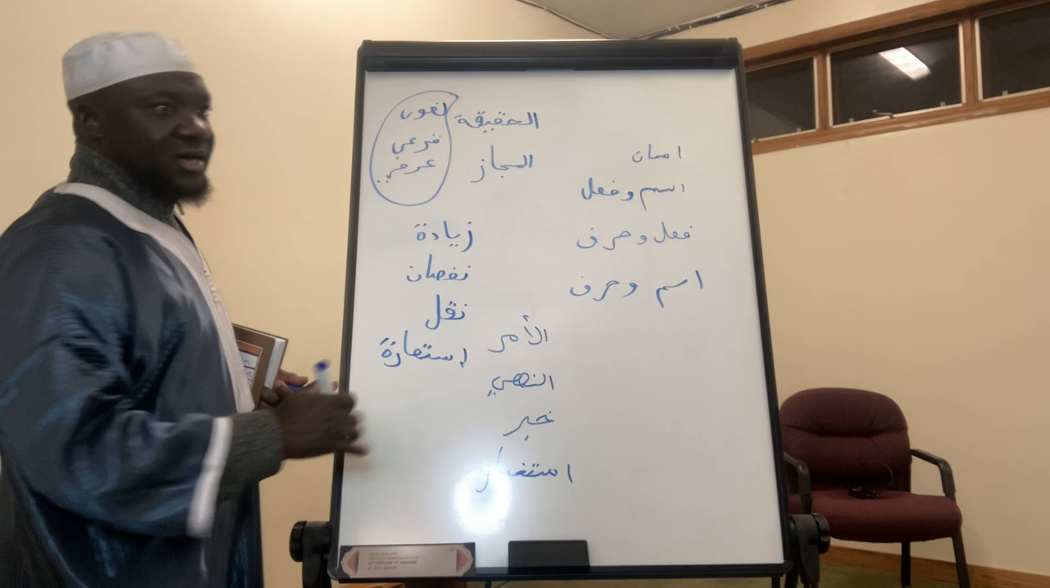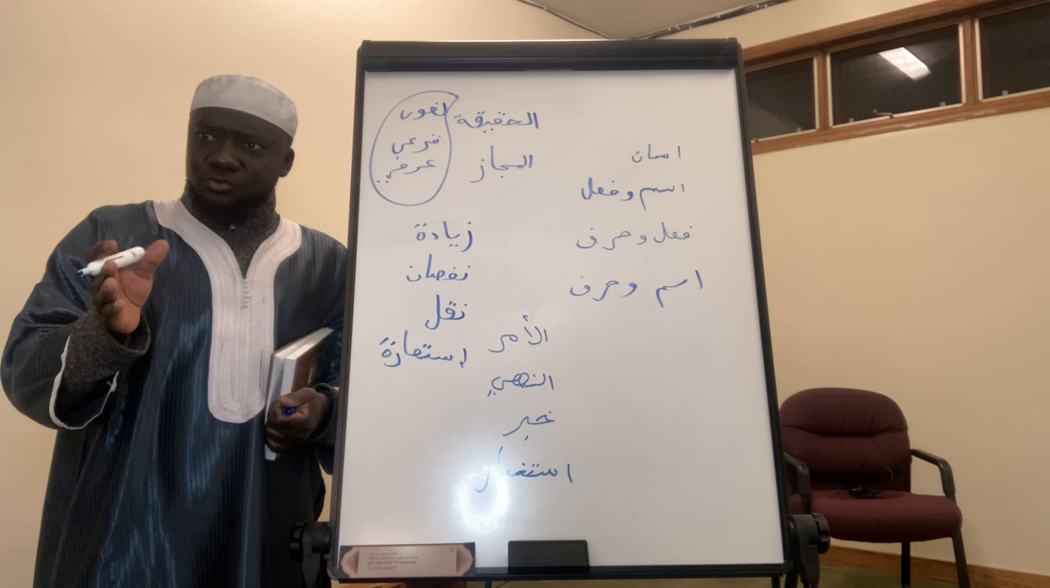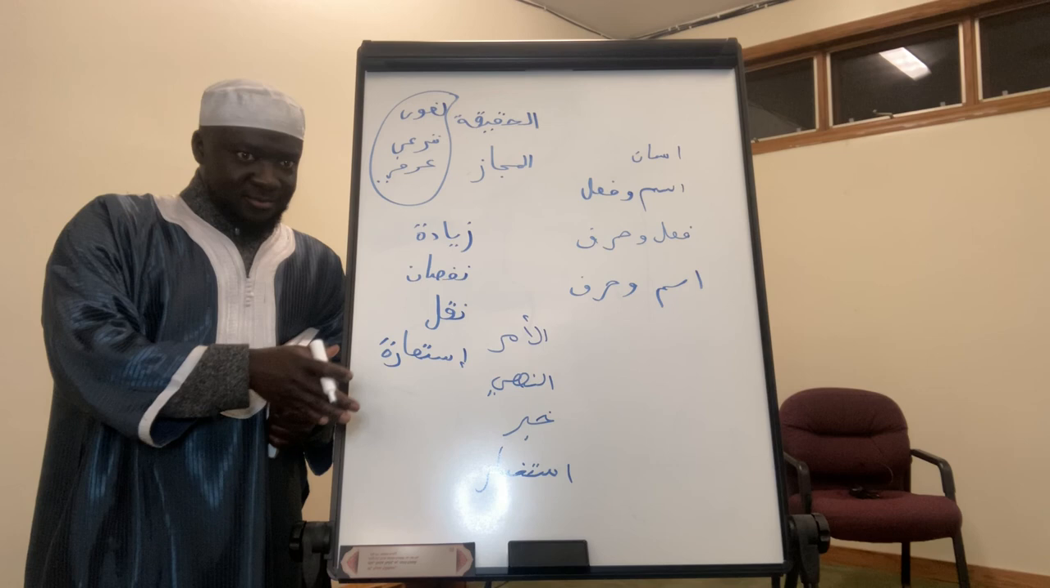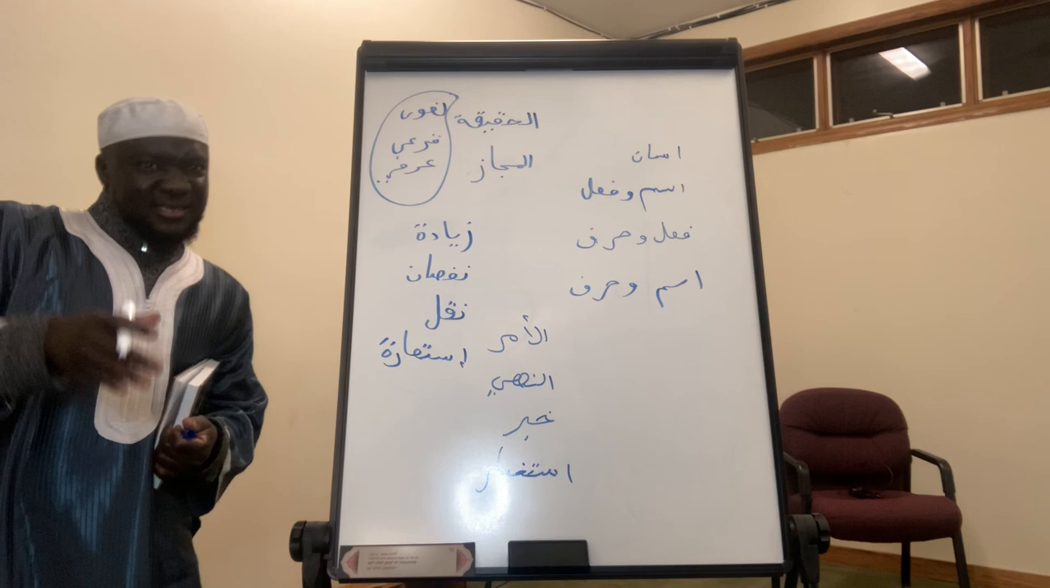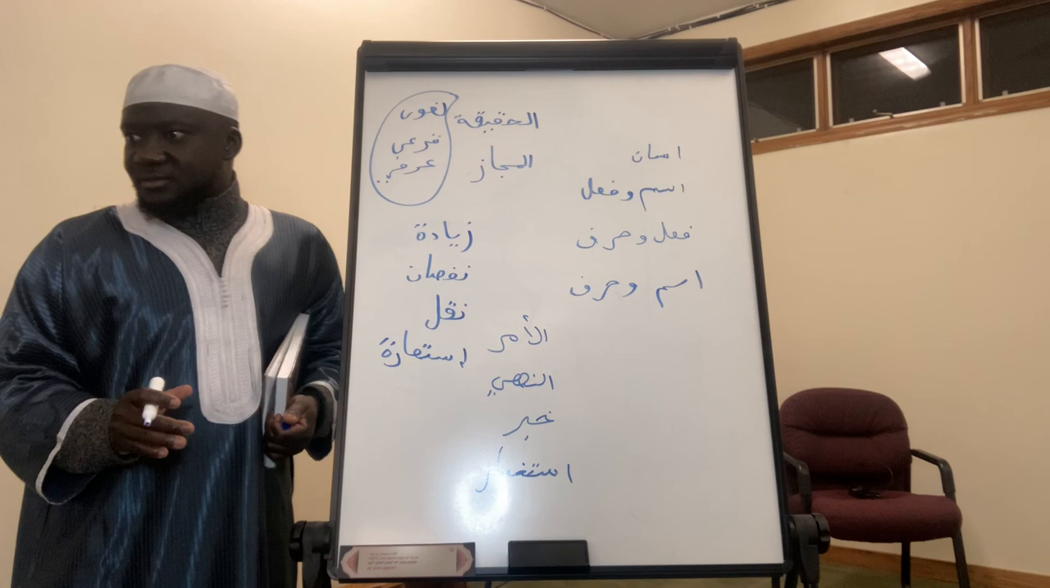Isti'ara, in Arabic they call this majaz, just like tashbih. What do they call making something look like something else in English? Not duplicate, like similarizing. Tashbih in Arabic, but I think it's called a simile in English. S-I-M-I-L-E. Simile. There's metaphor and then there's simile.